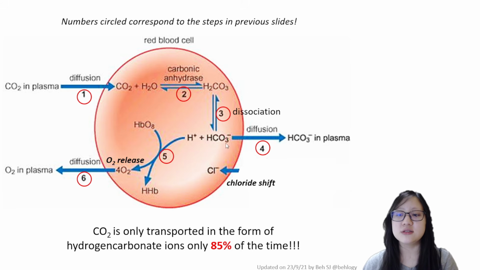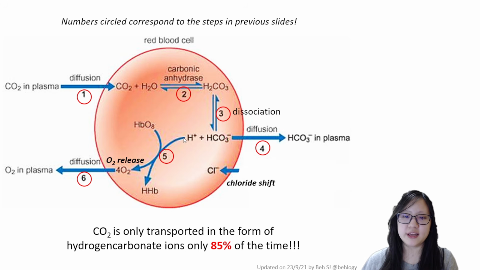Hydrogen carbonate ions just diffuse out of the cell into the plasma. This is the form where CO2 is transported, well, 85% of the time. But the movement of this hydrogen carbonate ion out of the cell would cause a chloride shift to balance out the negative charge.